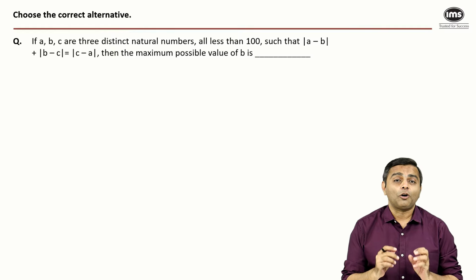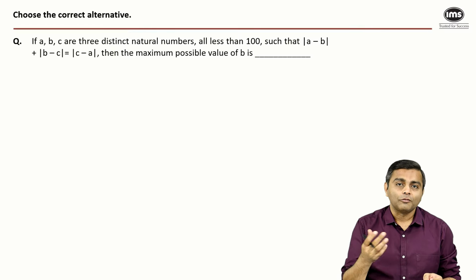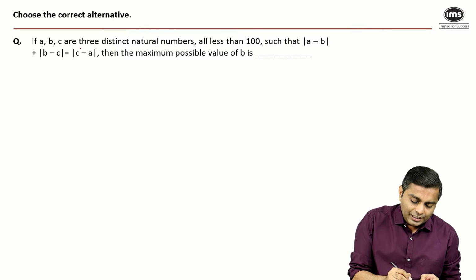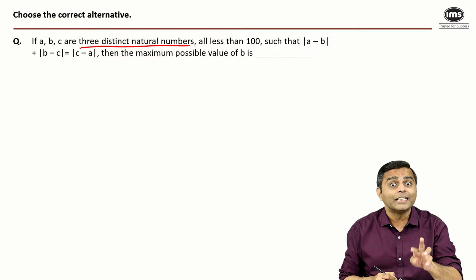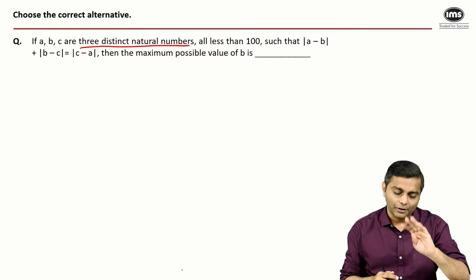Next question is on modulus and addition of the distances. A, B, C are 3 distinct natural numbers. They're all less than 100 and they're distinct and natural. So 1 to 100 and all 3 are unique.